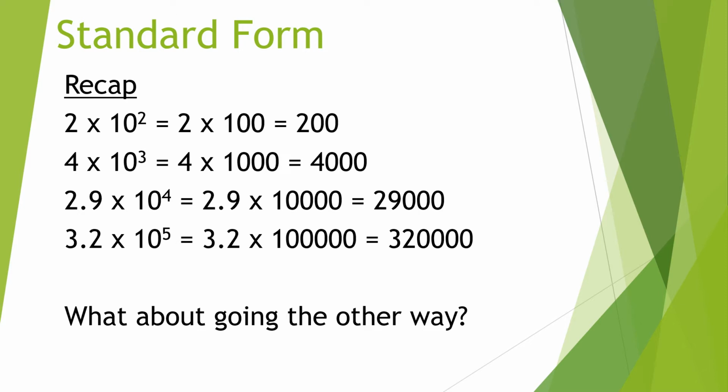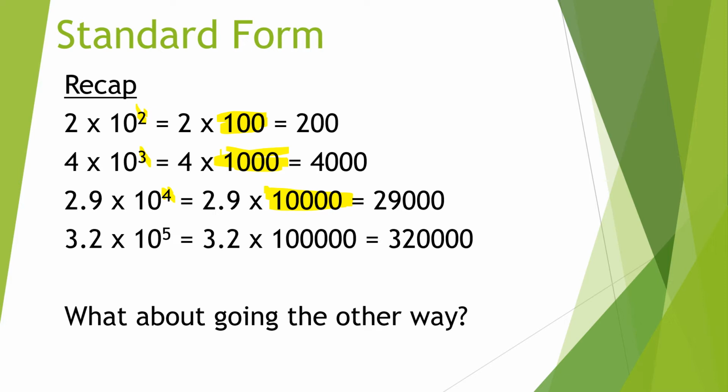Let's add another layer to that now. If I had 2 times 10 to the 2, then I know that 10 to the 2 is 100. 2 times 100 is 200, nice and easy. If I have 4 times 10 to the 3, we know that 10 to the 3 is 1,000. So I've actually got 4 times 1,000, which is 4,000. I can make it slightly more complicated using decimals. If I have 2.9 times 10 to the 4, we know that 10 to the 4 is 10,000. And if we put that into a calculator, we'd end up with 29,000 at the end.